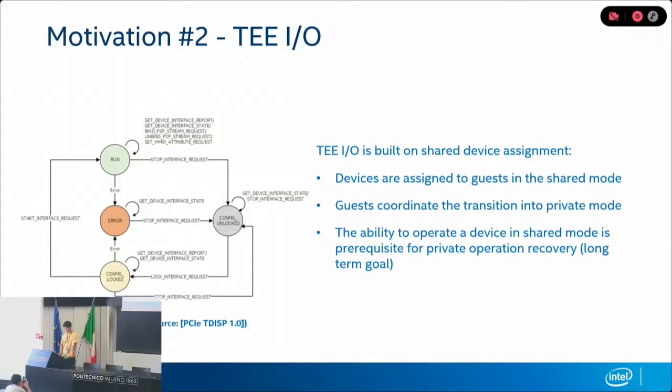According to the spec, a device starts its life in the config unlock state, and it can move to the lock state and then to the run state. And at runtime, if some error occurs, then the device moves to the error state. In both config unlock state and the error state, the device can only access shared memory. So it works in the shared mode.